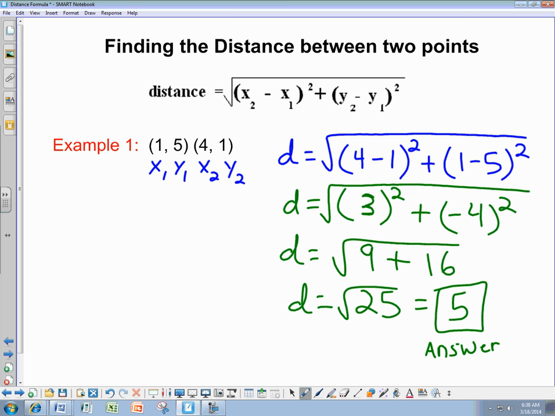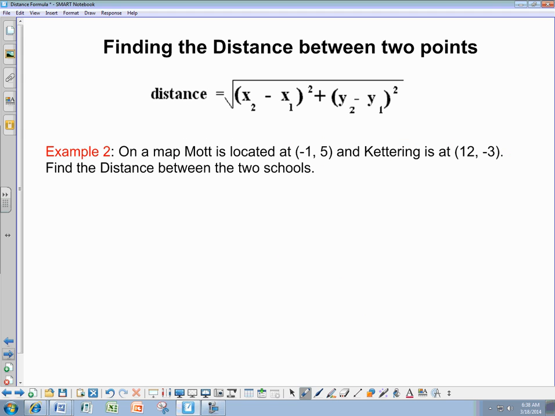All right, we're going to take a look at example 2 here. Example 2 gives us a brief little story problem. It asks us on a map if Mott is located at negative 1, comma 5, and Kettering is located at 12, comma negative 3. Find the distance between the two schools.